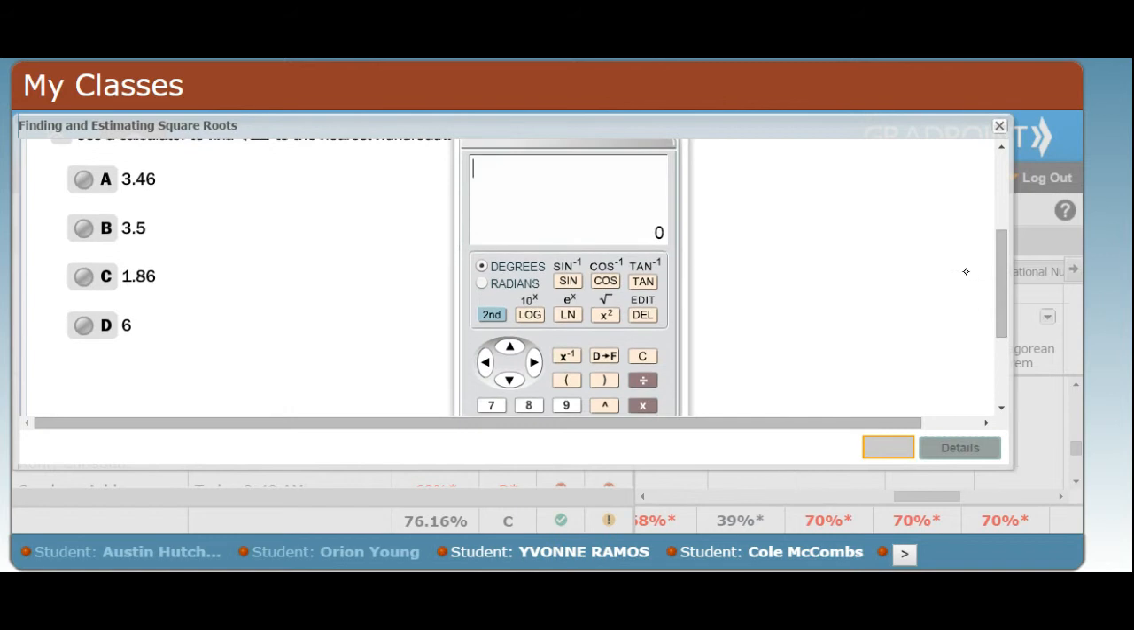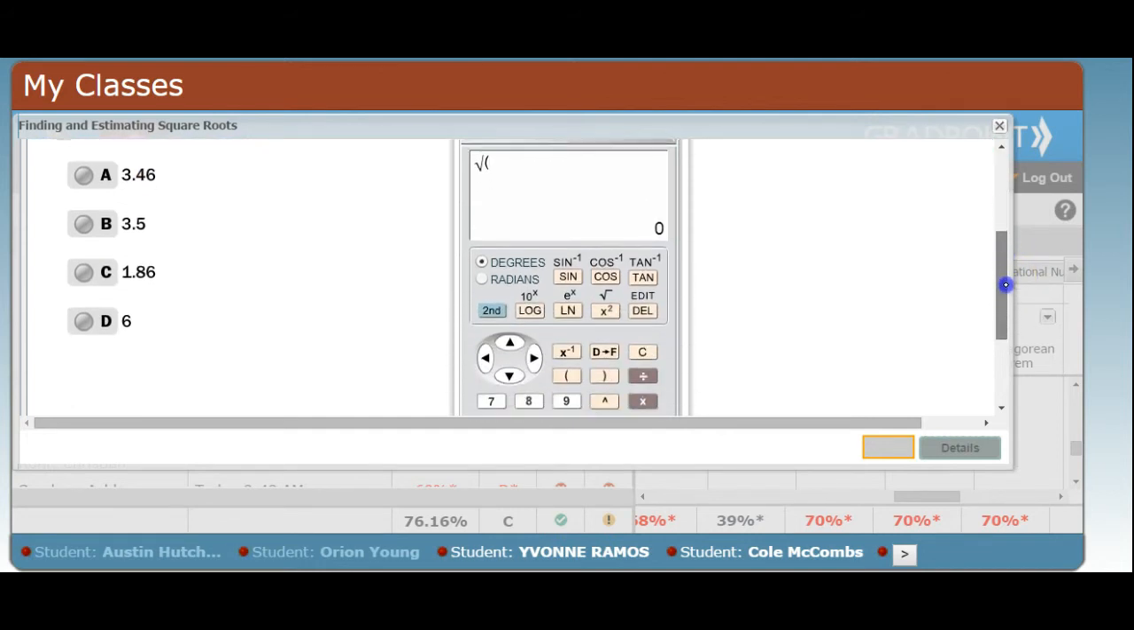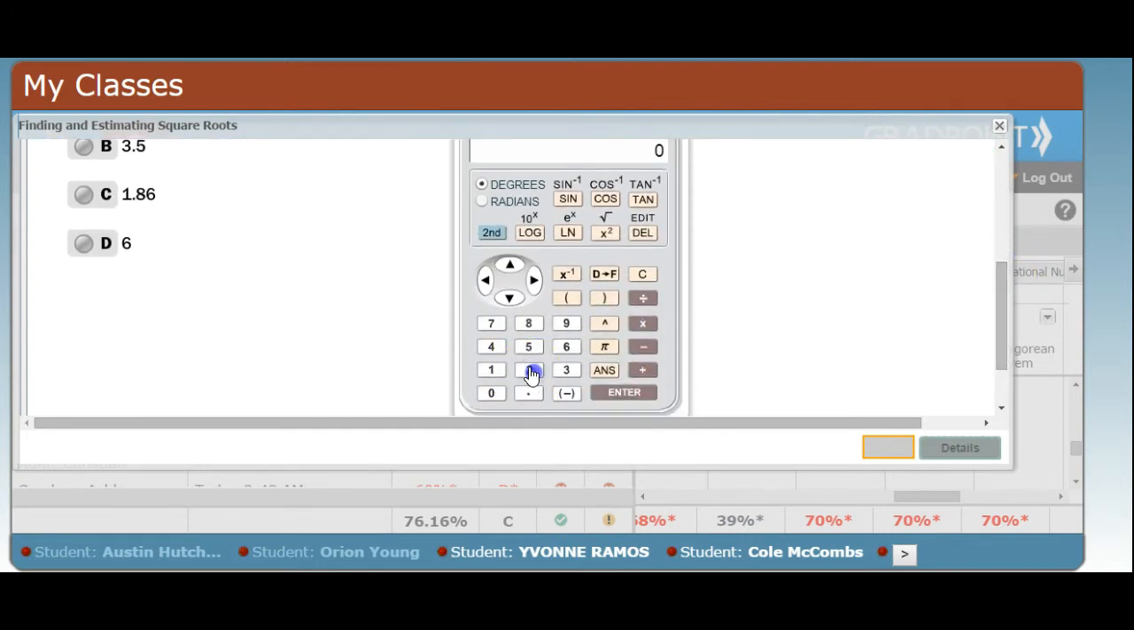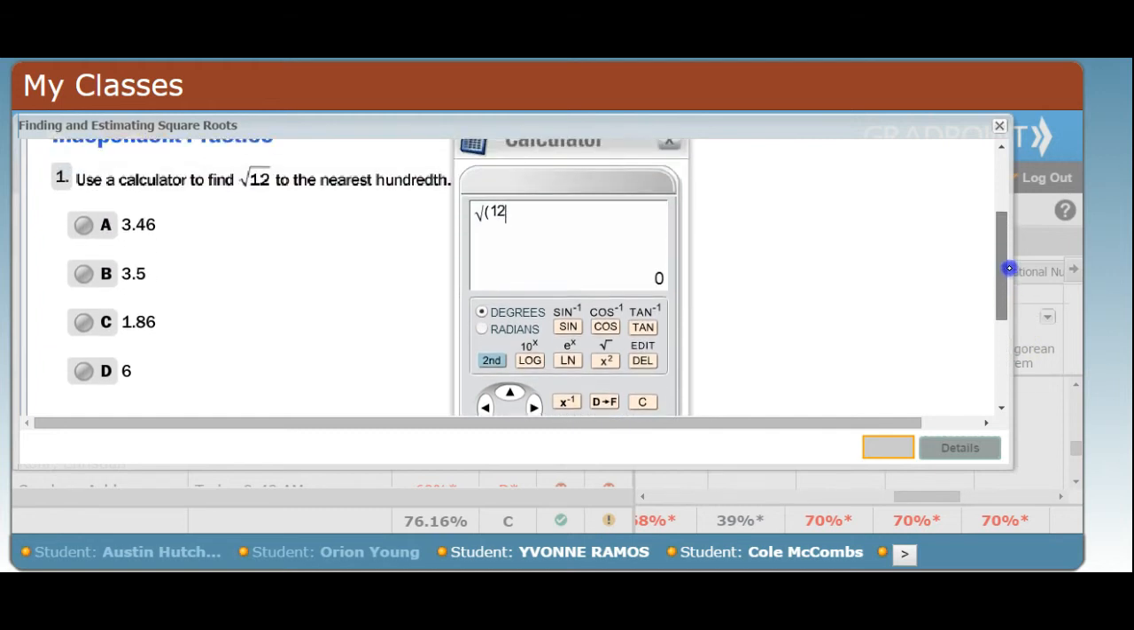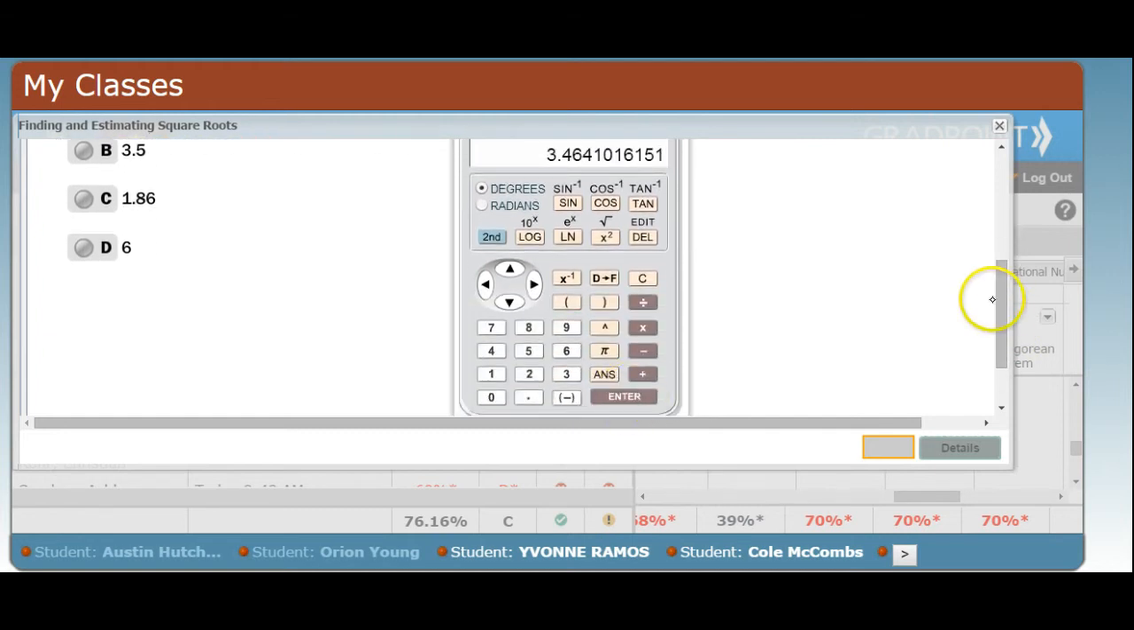So on the calculator, to get to the square root button, it's above the x squared button, and to access any of these buttons above we have to hit second. So we go second x squared, it brings up the square root symbol. This particular problem is asking for square root of 12. So we enter in the 12. Sorry, I don't have enough room to show the whole calculator. And then we just hit enter.